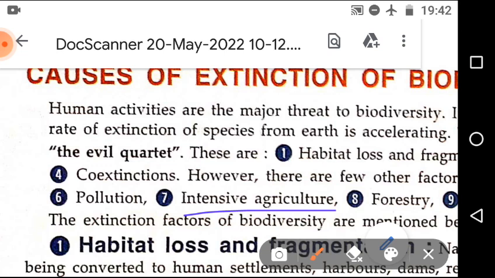Some are important for pollination. The monarch butterfly that you know, it's the only butterfly that can migrate. It's the only insect which migrates normally. Monarch butterfly dies due to exposure to pesticides. So intensive agriculture also leads to loss of biodiversity.